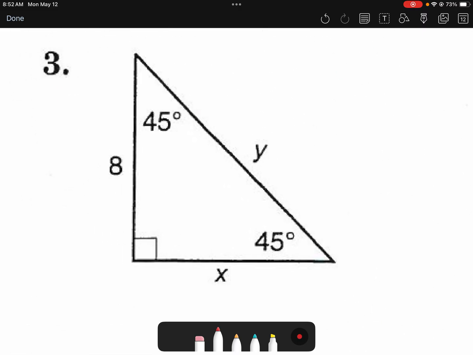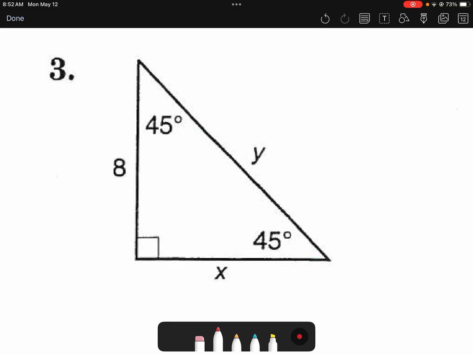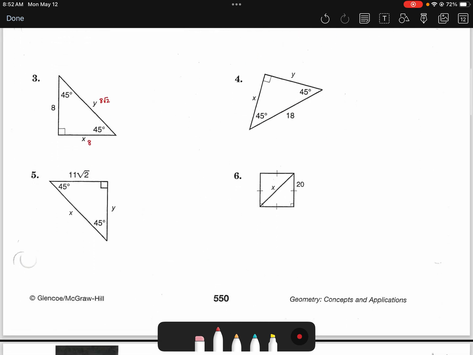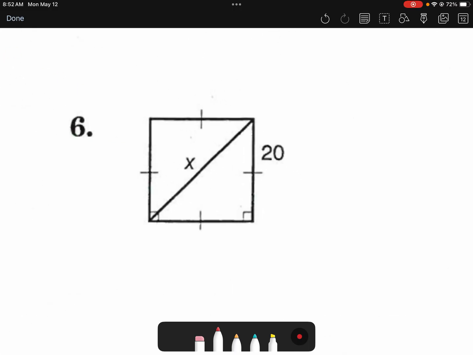Number 3, same kind of problem. If you know a leg, then the other leg matches it. The hypotenuse is that same leg times the square root of 2. 8 square root of 2. We're going to skip number 4. Let's go to number 6.